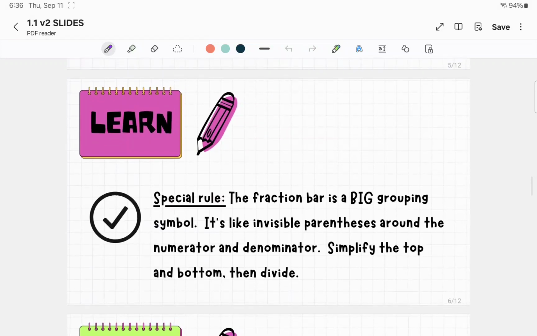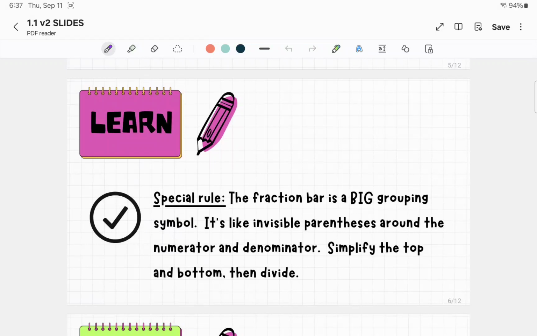I want you also to write down this special rule. The fraction bar is a big grouping symbol. It's like invisible parentheses around the numerator and denominator. You're going to simplify the top and bottom, and then you're going to divide. And again, make sure you write all of this down, okay?